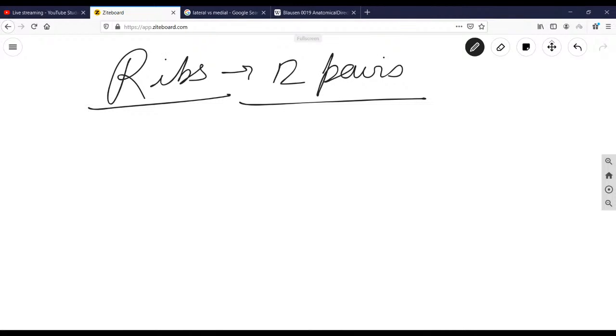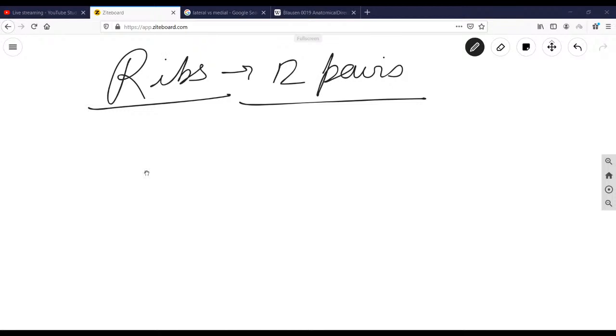So I'm going for a detailed view. 12 pairs of ribs are there, from superior to inferior. Superior means top, inferior means down. If I say the heart is superior to the liver, it means the heart is on top of the liver, and the liver is inferior to the heart. It doesn't mean it is an inferior organ. It just means it is located downward with respect to the heart. That is the meaning of superior and inferior in biology. So from superior to inferior, 1 to 12, from top to bottom. The ribs give structural support to the sides of the thoracic cavity.